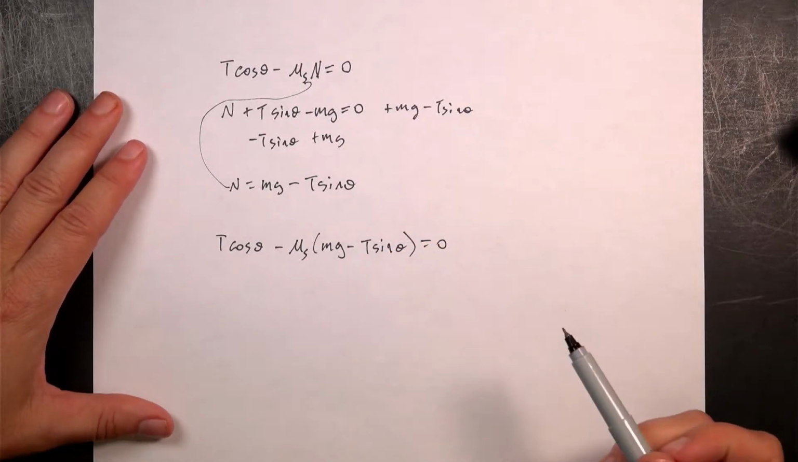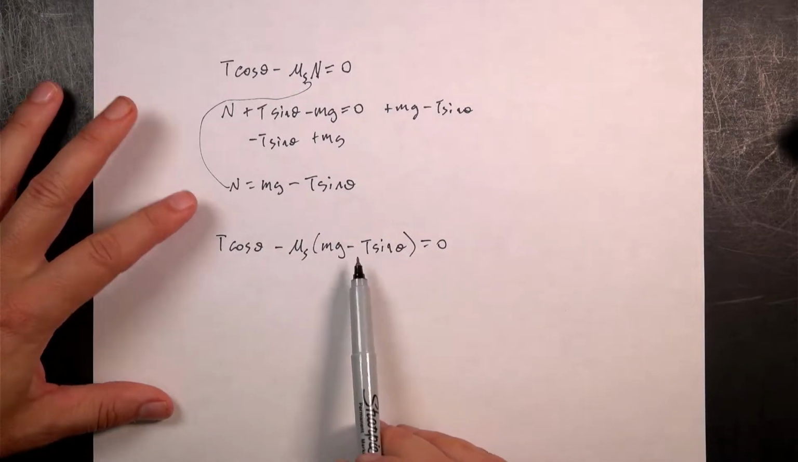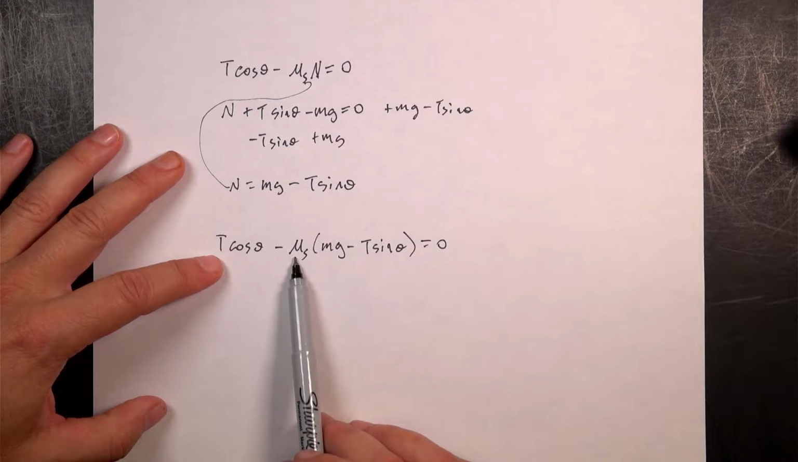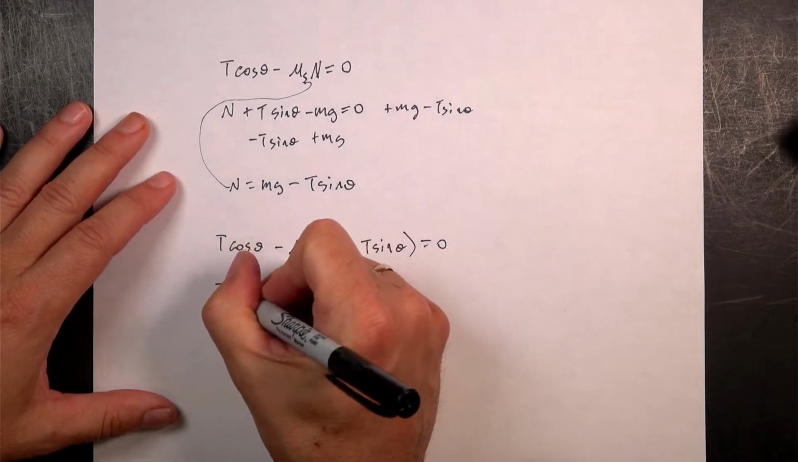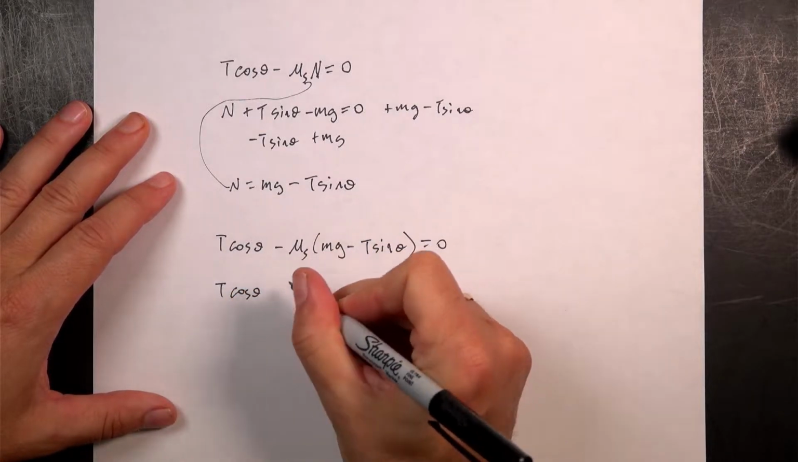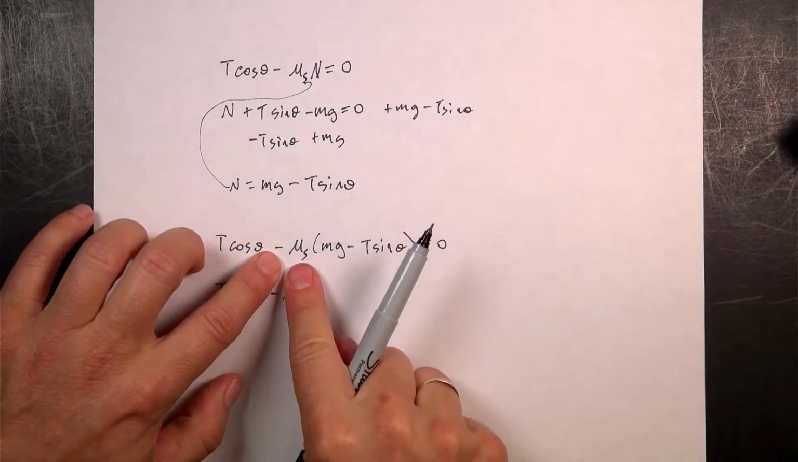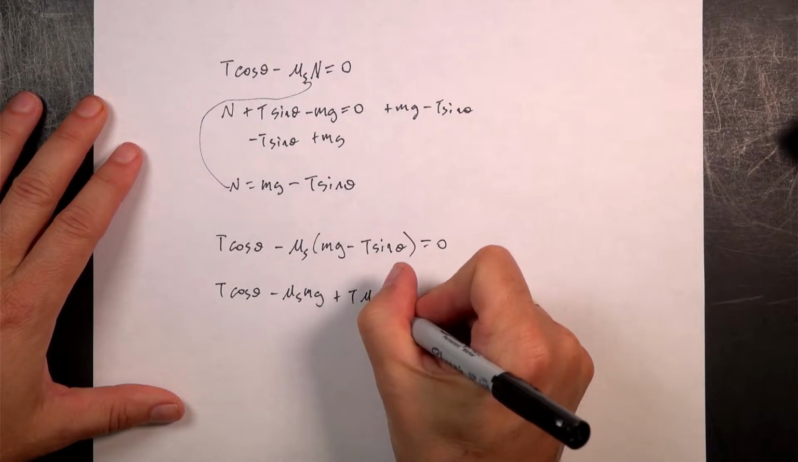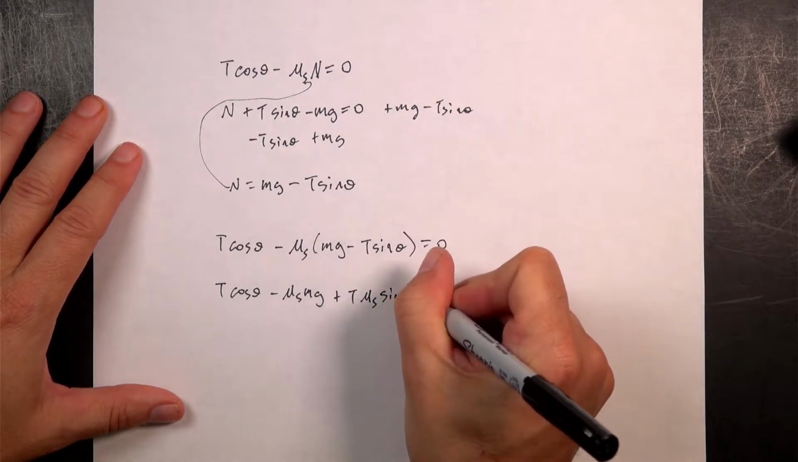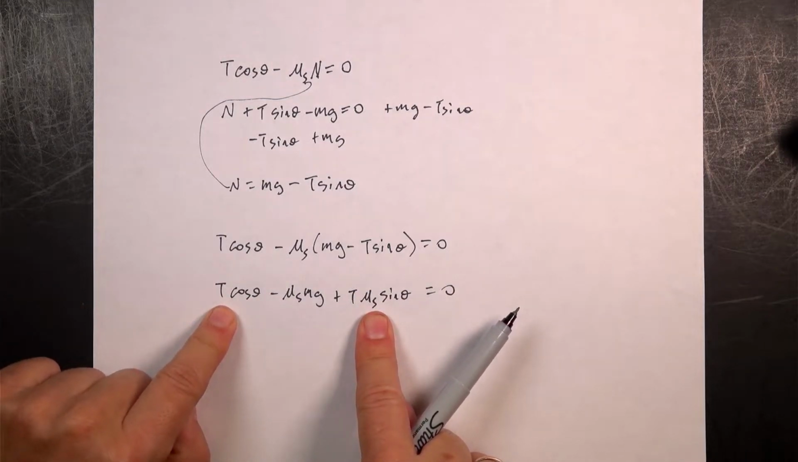So now that's an equation I can actually solve. You could put in your numbers, but I'm not going to put in the numbers just yet. So I want to get the t's together. So to do that, I'm going to multiply the coefficient through. So this becomes t cosine theta minus mu s mg. Now I have a minus mu s times minus t sine theta, so I get plus t mu s sine theta equals 0. And so now right here, I can combine these two terms and factor out the t.